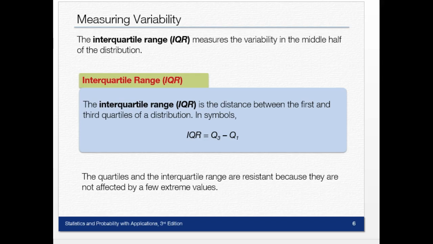The interquartile range measures variability in the middle half of the distribution. That's a really key phrase. Middle half of the distribution right there. Okay? So what does that mean? The interquartile range is the distance between the first and the third quartile of a distribution. In symbols, we use IQR, and we do Q3 minus Q1. The quartiles in the interquartile range are resistant, that's important, because they're not affected by a few extreme values. Okay, important that you catch that.